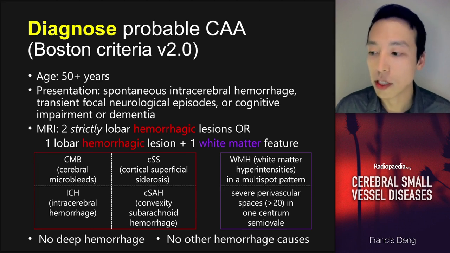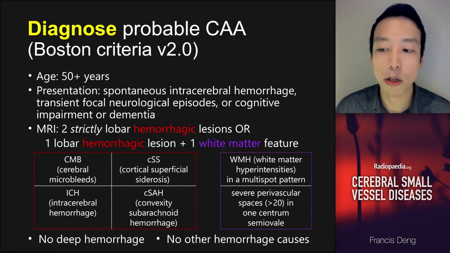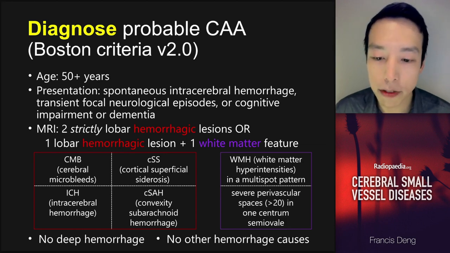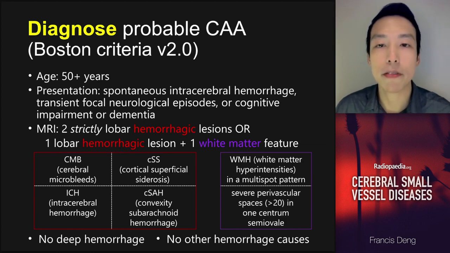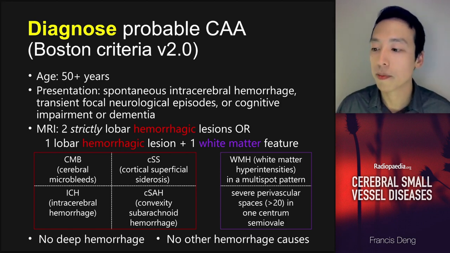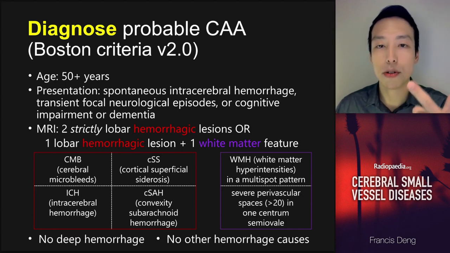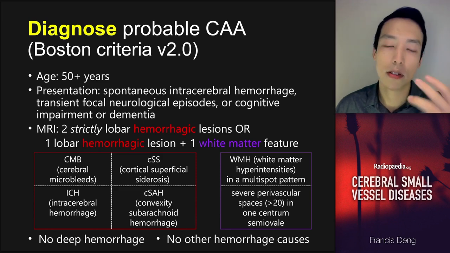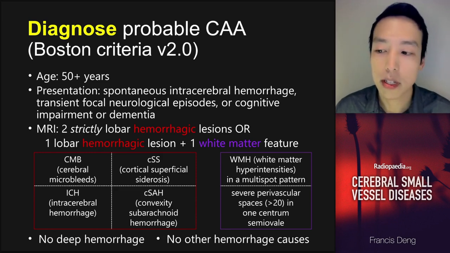On imaging, you have to have 2 strictly lobar hemorrhagic lesions or 1 lobar hemorrhagic lesion plus a white matter feature. I'll note that these white matter features are new to the 2.0 criteria, and you may be familiar with the older criteria that did not have white matter features. So what are these hemorrhagic lesions? You can have cerebral microbleeds, intracerebral hemorrhage, cortical superficial siderosis, or convexity subarachnoid hemorrhage. You can have 2 in any combination.